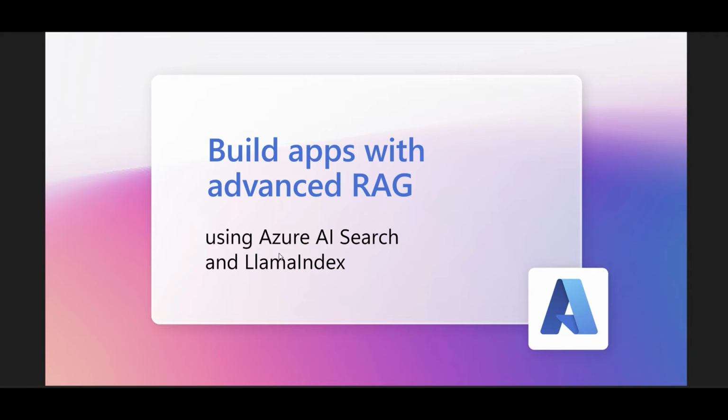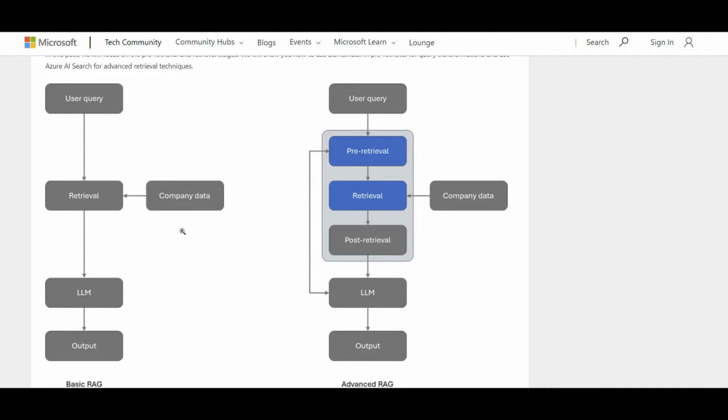So what is the benefit, or why do we call this an advanced RAG scenario? Well, as we can see on the right side, this is our basic RAG. The user asks something, we retrieve information from our own data, and the LLM will answer the user question.